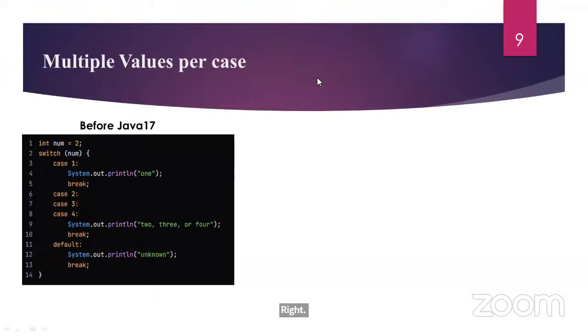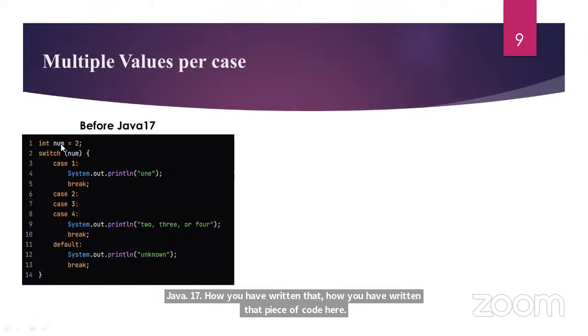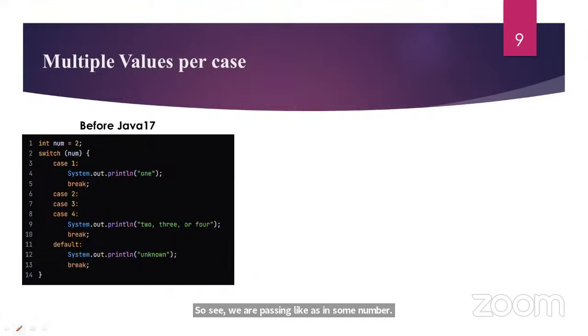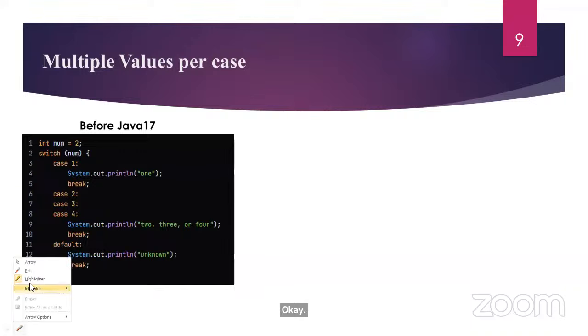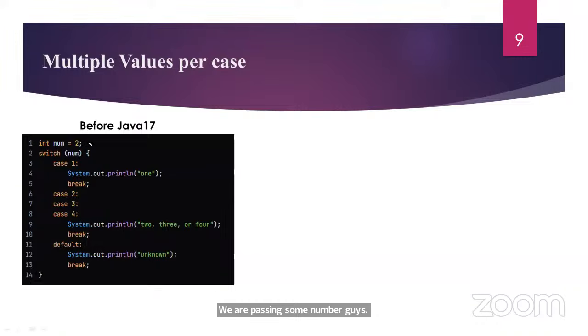Before Java 17, guys, everybody be focused here. Before Java 17, how did you write that piece of code? See, we are passing some number here as num and passing that number to the switch statement. When you pass the value 2, 3, 4, does that particular piece of code get executed or not? Yes. So multiple case labels are assigned to that particular piece of code here.